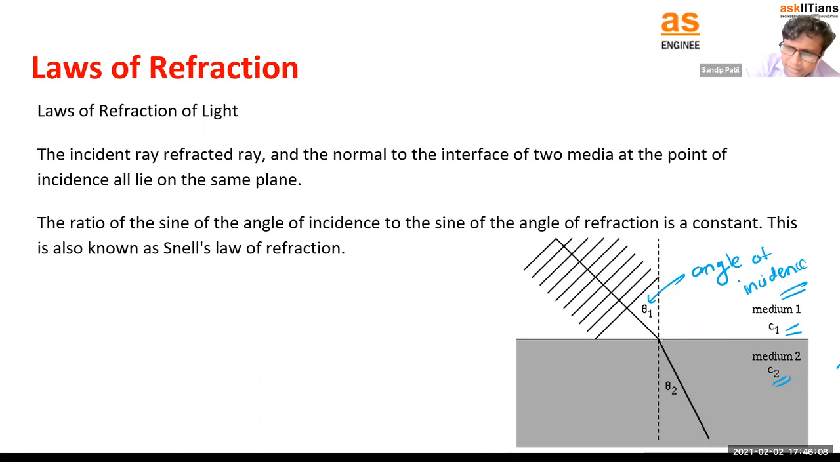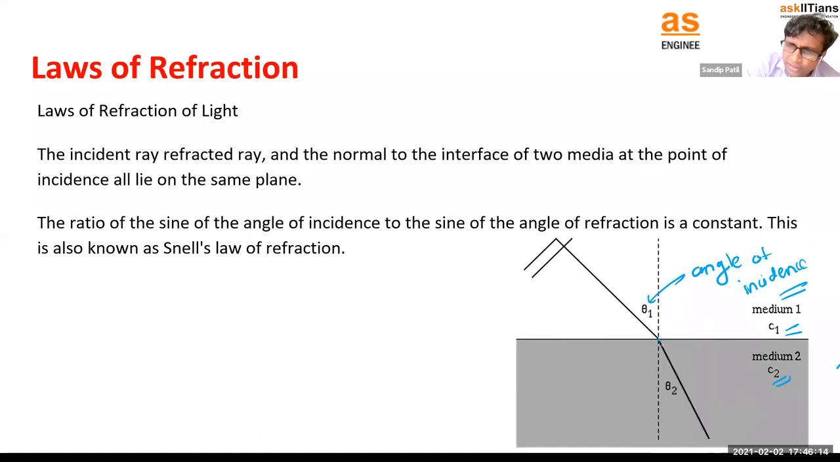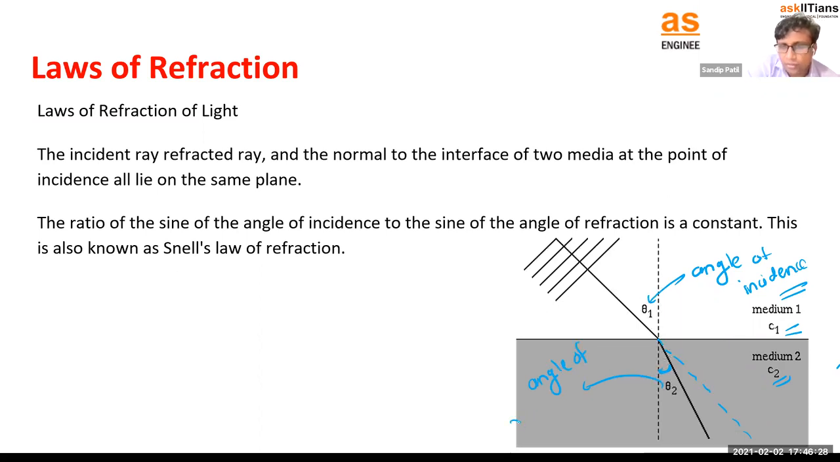Normally, what would have happened if medium 2, something like glass or water, was not there? Consider that light would have gone in a straight line like this. But now it is bending towards the normal, making an angle theta 2. Let's call this theta 2 the angle of refraction. We know this part now. This is the angle of refraction.